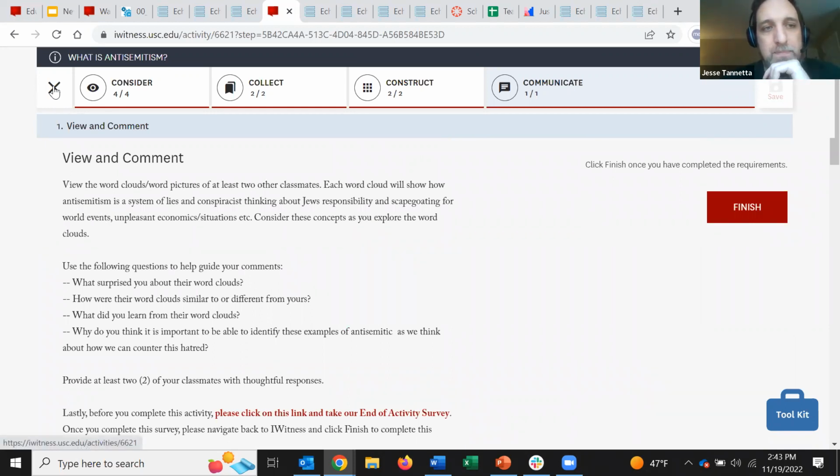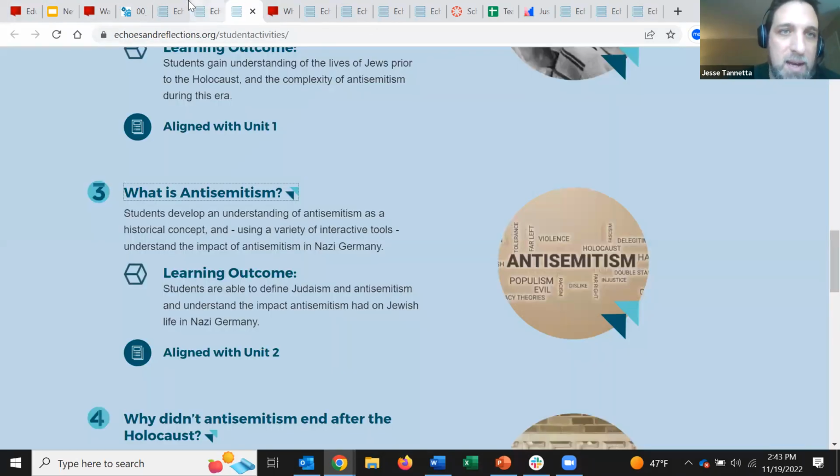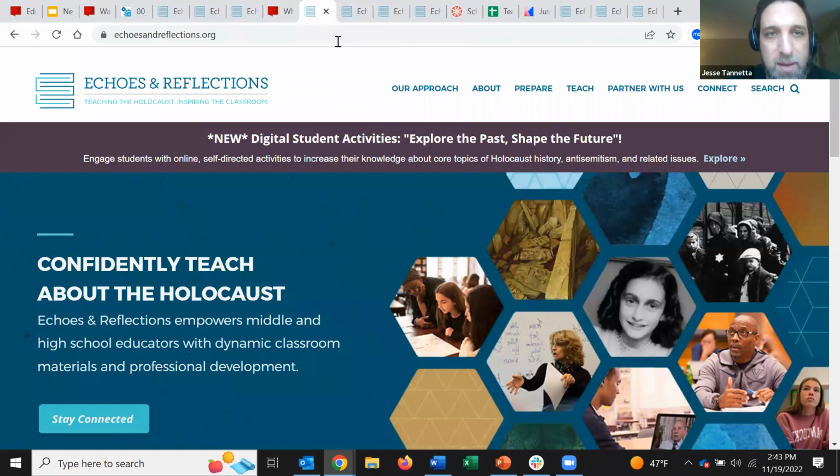So there are different types of activities, so it's not always a word cloud. Sometimes it's creating something else. There's also a really cool iWalk that may be great for you to take a look at on your own. But I do want to just show you one testimony and get your thoughts. Sorry for the headache here. It's fundamental to what we do.